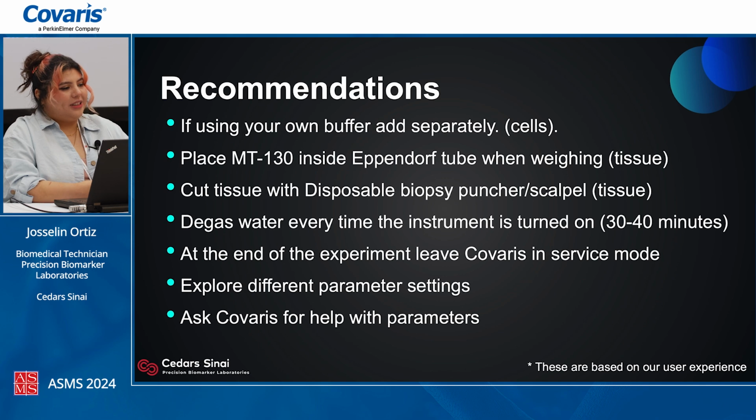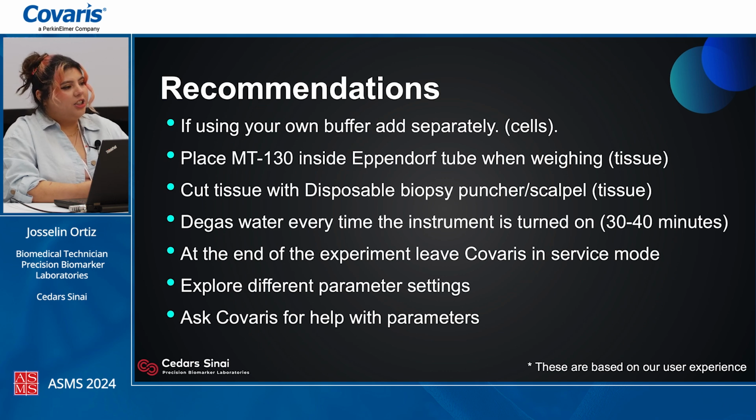One thing that we didn't know at the beginning, but now it makes sense as to why we were having issues with our lysis in the beginning, was that we were not degassing our system properly. We thought it was just kind of like, oh, you can skip it if you want, but you really can't. So just make sure you really degas your instrument every single time you use it. And similarly, we found that it's best to just leave the Covaris in service mode. Your instrument's not going to die, or the system's not going to die if you don't do it, but just try to do it if you can.